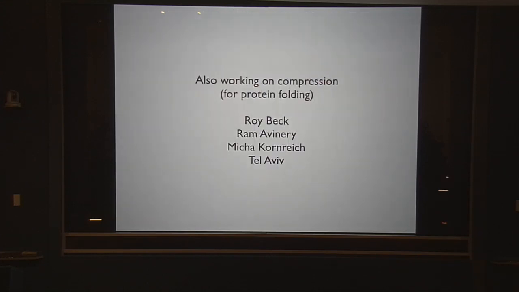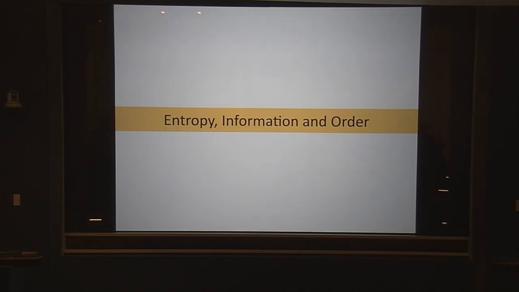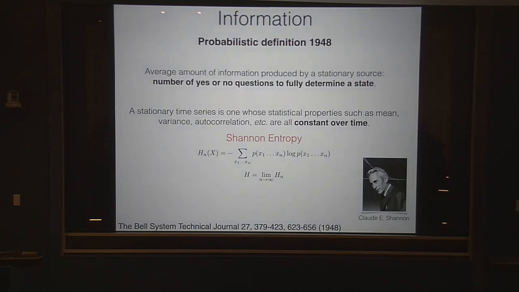Okay, so hopefully I've shown you that we're not just fooling around. We can actually do things with this, okay? I should mention that there's another group, Roy Beck's group in Tel Aviv, which came up with the same idea at about the same time, but they're using it to get the entropy for protein folding. Okay, information, order, and entropy. Okay, so Shannon started the field. Here's the Shannon entropy. It's combinatorial or from probabilities.